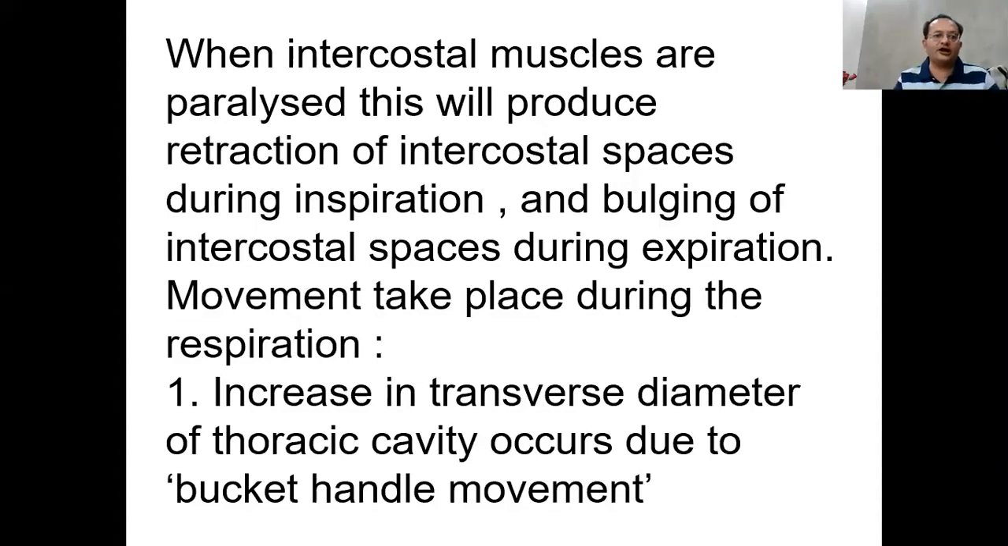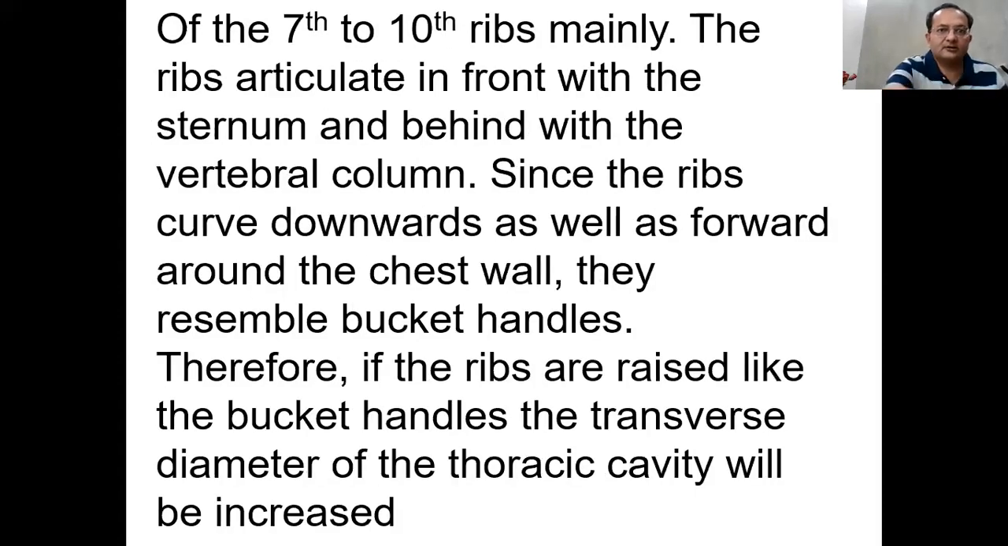Movements take place during respiration. Increase in transverse diameter of the thoracic cavity occurs due to bucket handle movement of 7th to 10th ribs mainly. The ribs articulate in front with the sternum and behind with the vertebral column. Since the ribs curve downwards as well as forwards around the chest wall, they resemble bucket handles. Therefore, the ribs are raised like bucket handles, and the transverse diameter of the thoracic cavity will be increased.